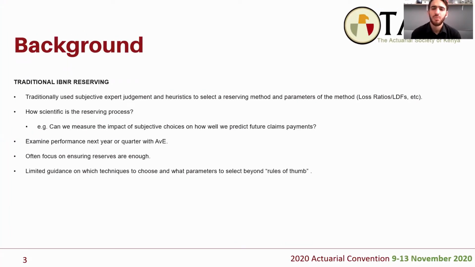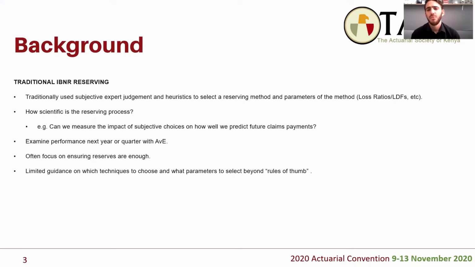So in terms of background of why we wrote this paper, traditionally with IBNR reserving, you use subjective expert judgment and heuristics to select a reserving method and the parameters of the method, for example, the loss ratio or how to calculate your loss development factors. So it brings forth the question of how scientific is this process, and can we measure the impact of these subjective choices on how well we predict future claims.